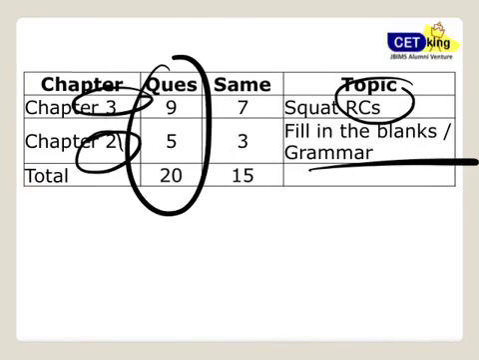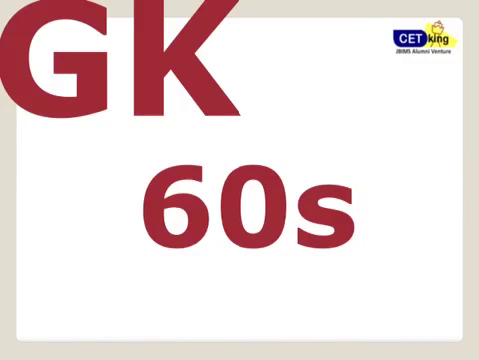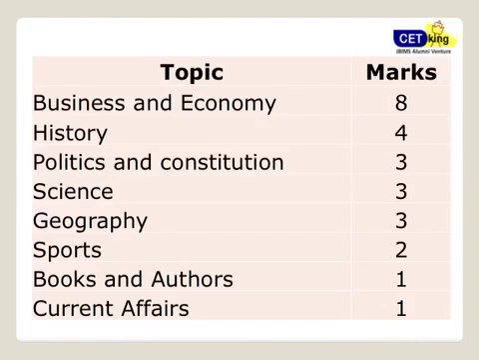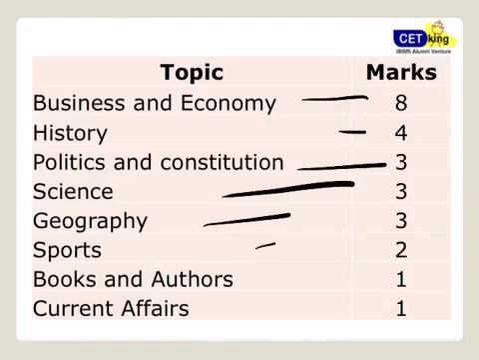Fine. Alright, moving to the last section, GK. 60 is going to be the cutoff this year. There's no section cutoff, but 60 is a good score you can score in this exam. Fine, overview, it was majorly static GK, no current affairs, only a few questions on current affairs. Business and economy 8 questions, history 4 questions, politics 3, science, geography, sports, books and authors, current affairs.